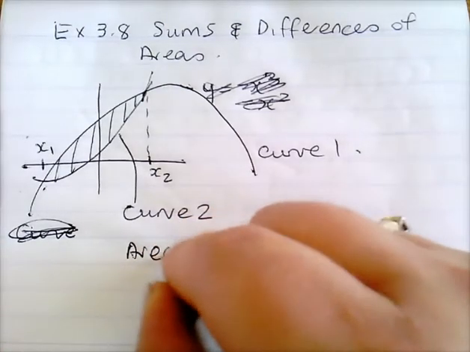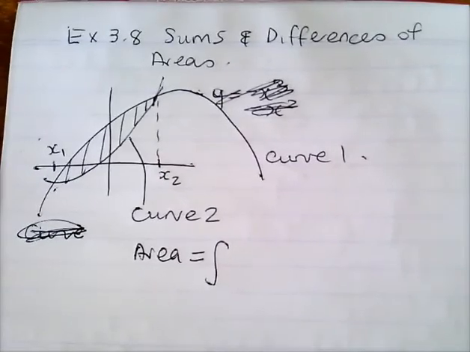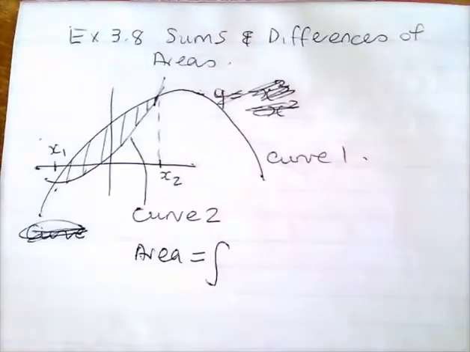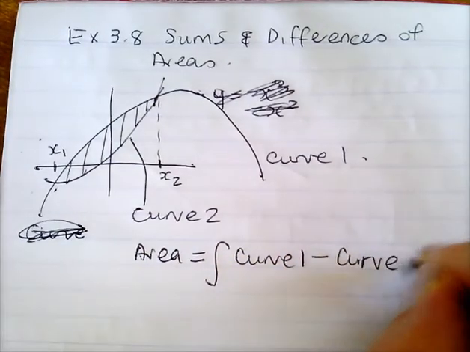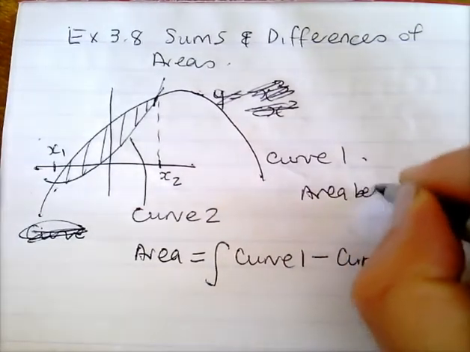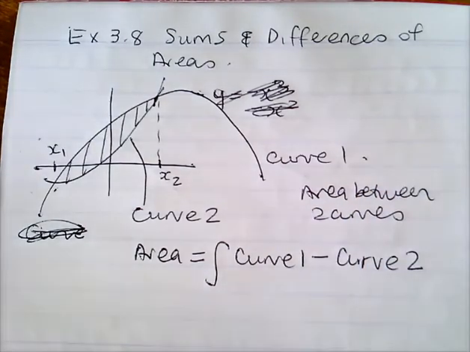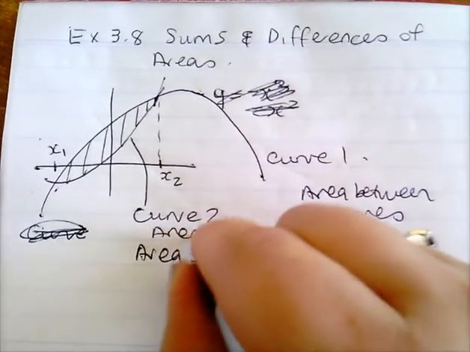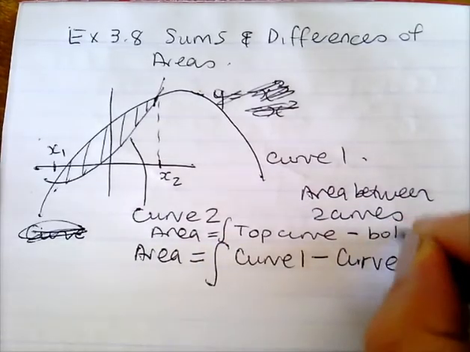To find the area between those two curves, you always integrate top curve minus bottom curve. So the area between those two curves would be curve 1 minus curve 2. For the area between two curves, you do the top curve minus the bottom curve.